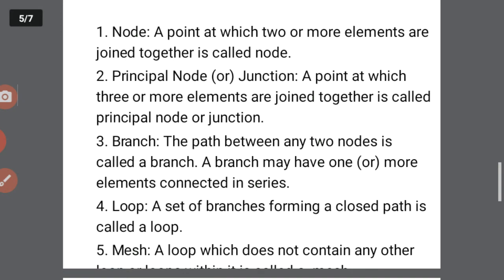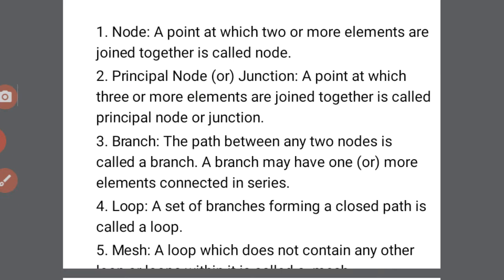Next, go for the other definitions. What is a node? What is the principal node? Next, branch, loop and mesh. Okay, here is the first one, node. A point at which two or more elements are joined together is called a node. Already we studied that.